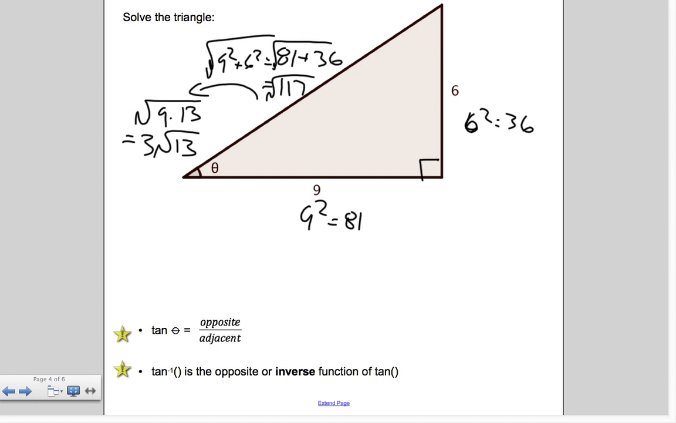So the question is, how do we solve for theta? How do we get this angle? Well, what do we know? We know tan of theta is what? 6 over 9, which is the same as 2/3.